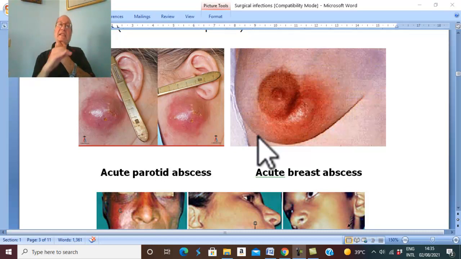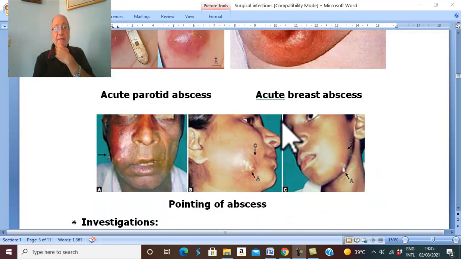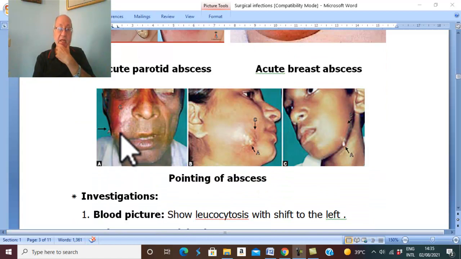After anesthesia, incision. The incision should be as long as possible and over the pointing part. This area is the pointing part, and the incision is done over the pointing part of the abscess. And the incision should be dependent, i.e. at the bottom of the abscess, in the lowest point of the abscess, to allow proper drainage.